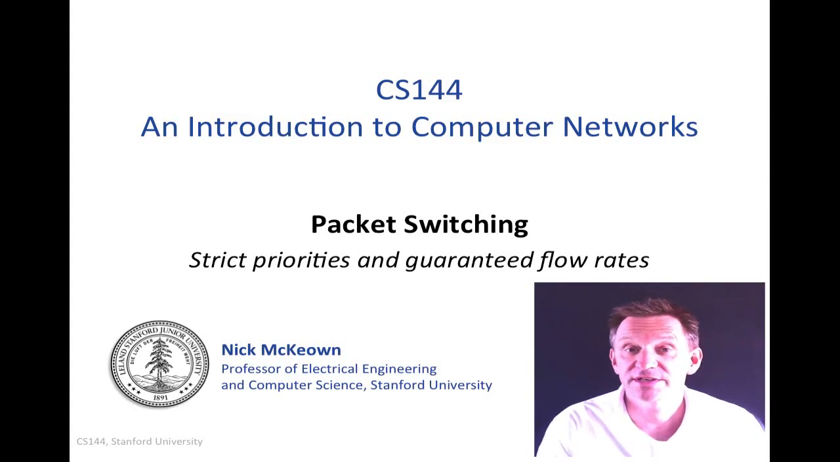In this video, I'm going to start out by telling you some of the shortcomings of a FIFO output queue and some of the problems that it causes. And I'm going to describe two alternatives: switches that provide strict priorities to give high priority and low priority traffic, and those that can give a guaranteed rate to each of the flows passing through it.